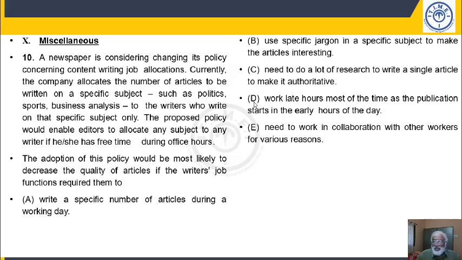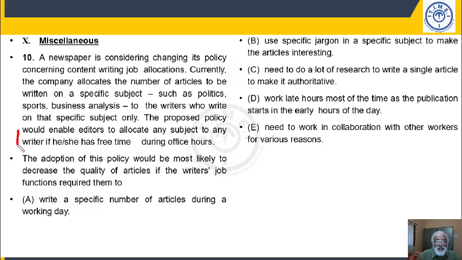A newspaper is considering changing its policy concerning content writing job allocations. Currently, the company allocates a number of articles to be written on a specific subject, such as politics or sport or business, to writers who write on that specific subject only. The proposed policy would enable editors to allocate any subject to any writer if she or he has free time during office hours, implying then that what a specialist can do, other people can do equally well, or implying that the newspaper is generally not bothered about the quality of writing.